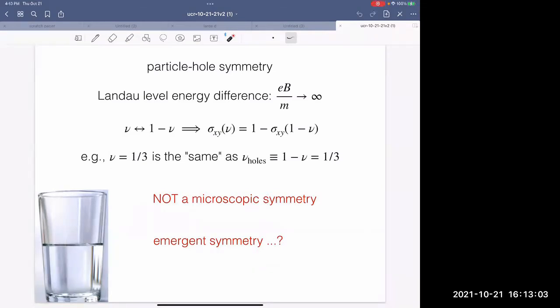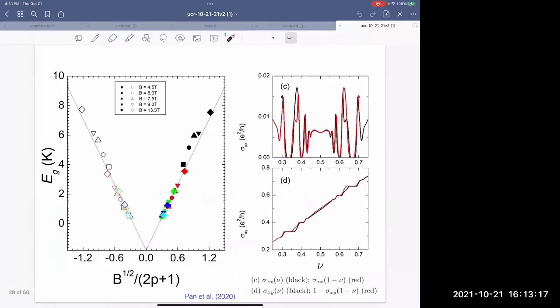Now, the important and subtle point is that this isn't a symmetry of the system. It's not a microscopic symmetry, because this ratio here is not infinite. Nevertheless, it appears to be an emergent symmetry of the system. If we just focus on the panels on the right here, the top one is the longitudinal conductivity and the bottom one is the Hall conductivity. It's enough to look at the top one: you measure the longitudinal conductivity as you sweep over the filling fraction, and then you flip the figure. The black is just a conventional measurement, and the red is when you flip it about nu equal to 1/2. To good approximation, these red and black curves line right up onto one another. So this particle-hole symmetry is a reflection symmetry of the transport.